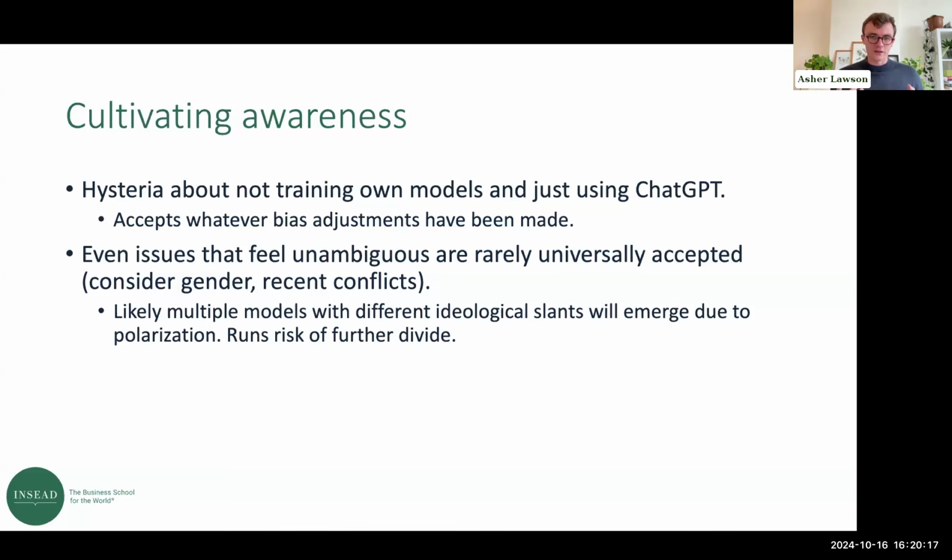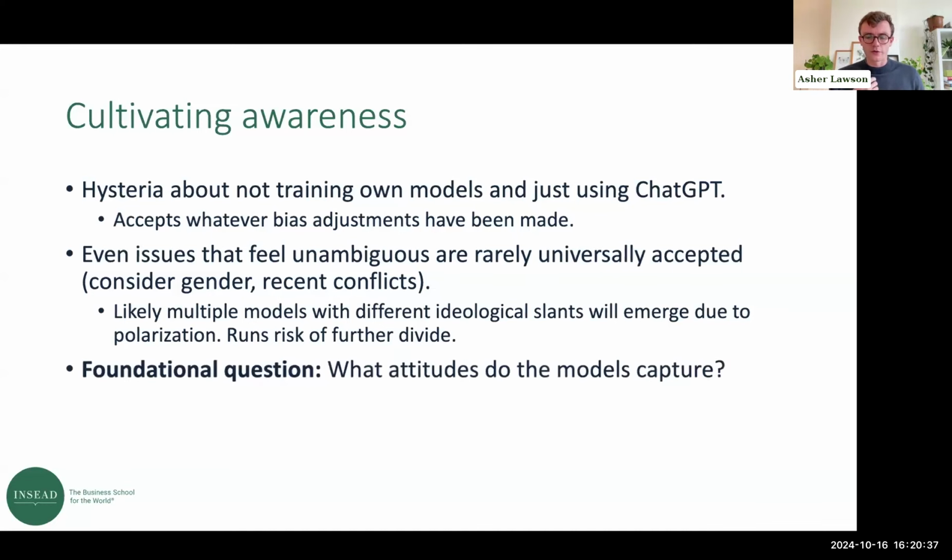If this continues to be the case, there will become a market for other people to have their own models with their own ideological slants. Anything will happen in the free marketplace, but this runs the risk of a further ideological divide as people depend on different models that can pander to their own belief systems. So this is a big risk we have going forward.